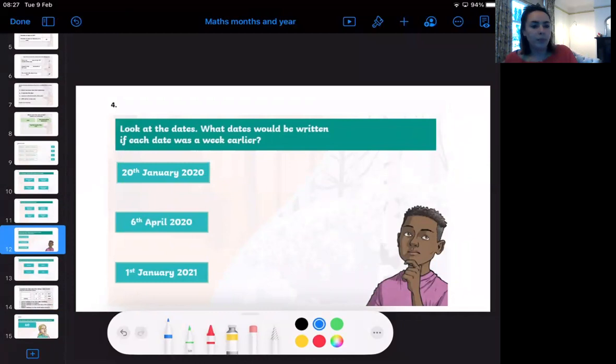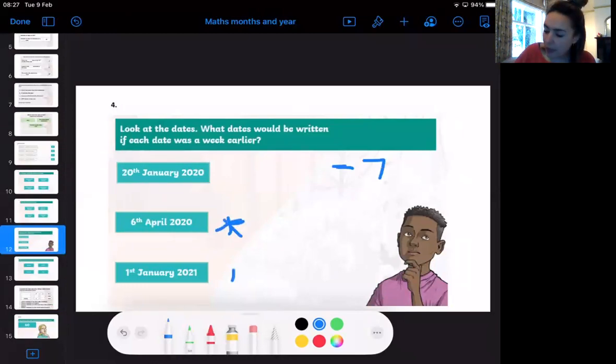Question number 4. Look at the dates. What dates would be written if each date was a week earlier? We already talked about an example that was a week later. So today we are taking away 7 because it's a week earlier.